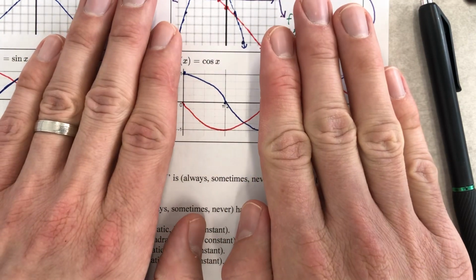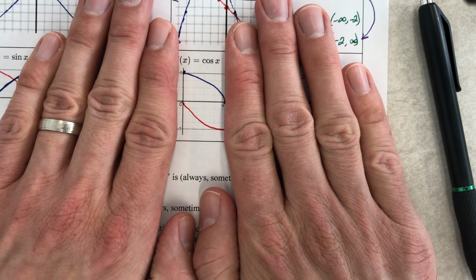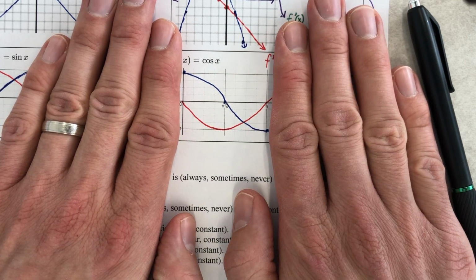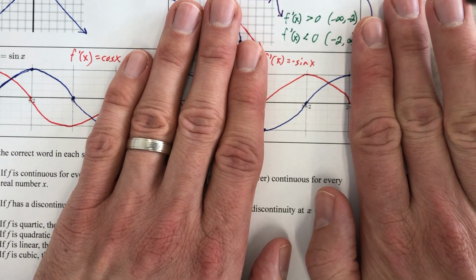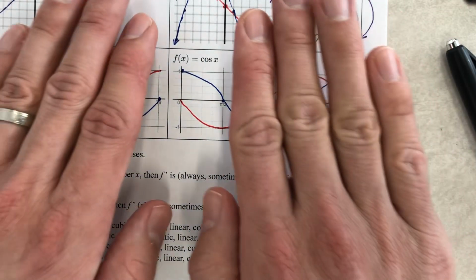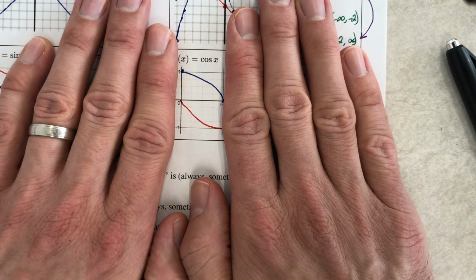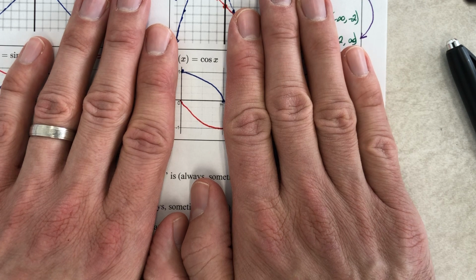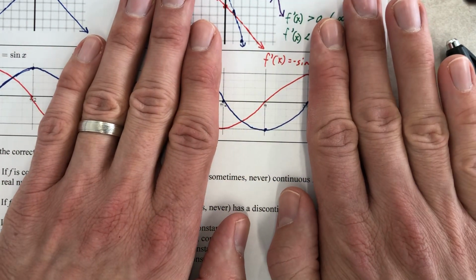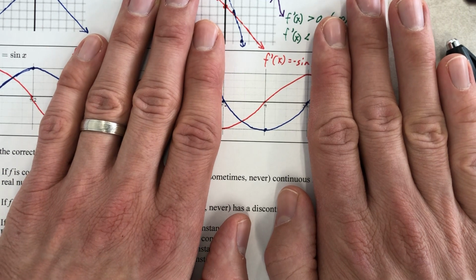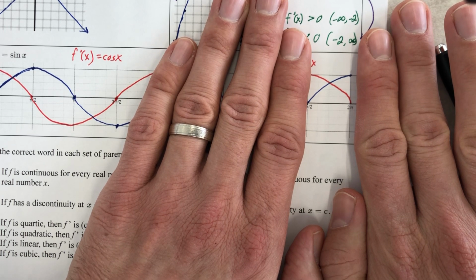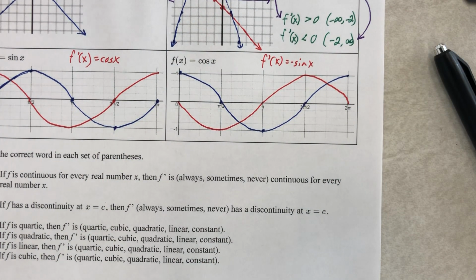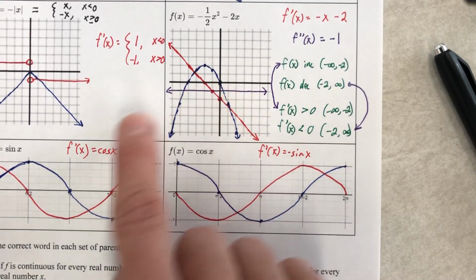Original function, decreasing, derivative, negative. Original function, increasing, derivative, positive. Original function, concave down, derivative, decreasing. Original function, concave up, derivative, increasing. Original function, concave down, derivative, decreasing. Okay, let's back up for just a second and talk about a few important points.